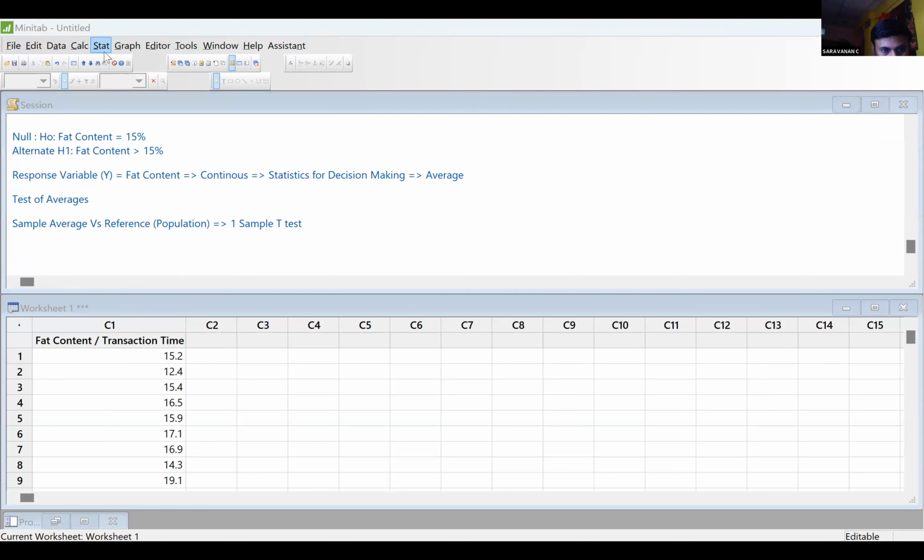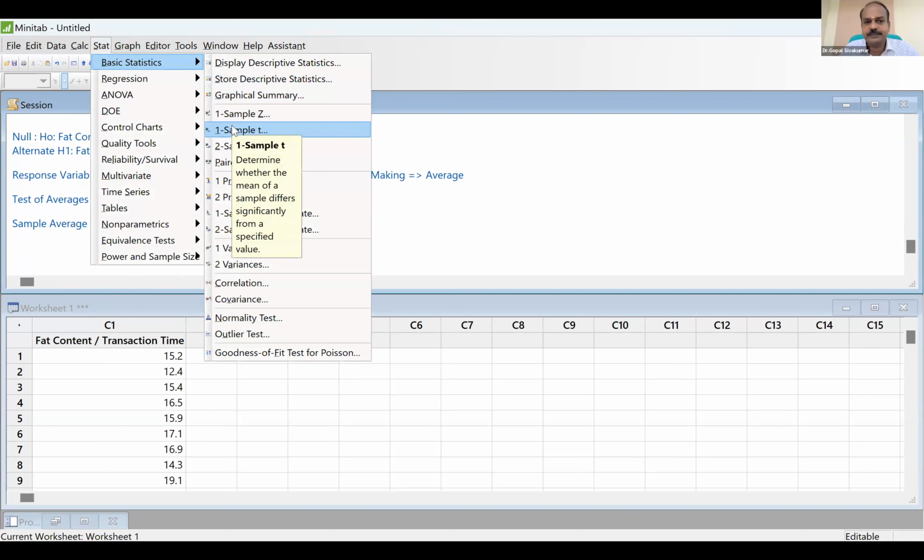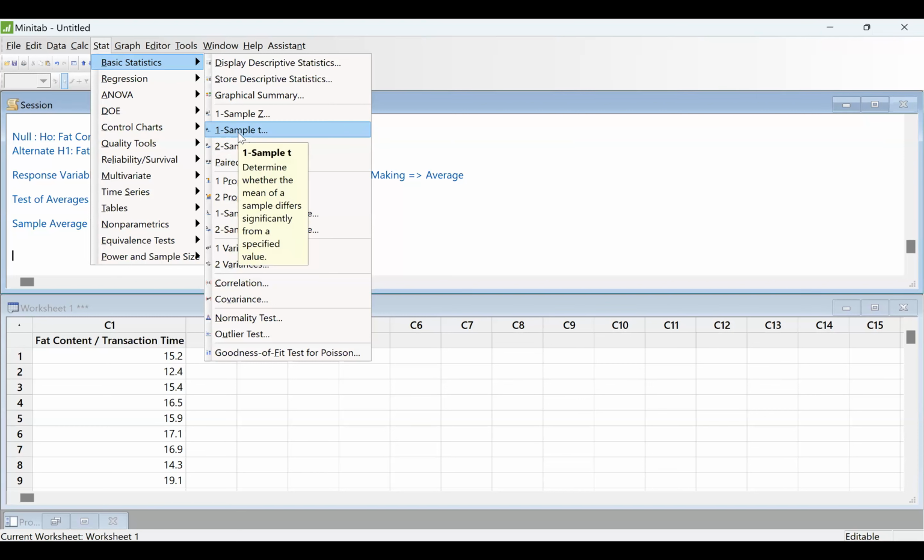So I go to Stat, I go to Basic Statistics, I go to one sample t. The description also confirms that: determine whether the mean of a sample differs significantly. All of you please note, you are performing hypothesis testing only to use the word significant. Only when the p-value is less than 0.05 can you use the words significantly higher, significantly better, significantly different, significantly lower. So what is the requirement for using the word significant? The p-value should be less than 0.05.